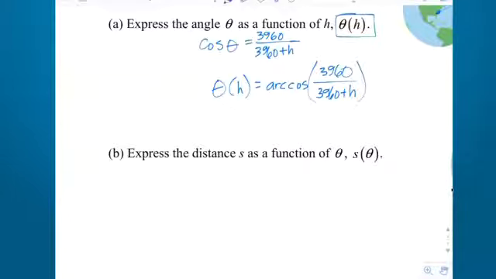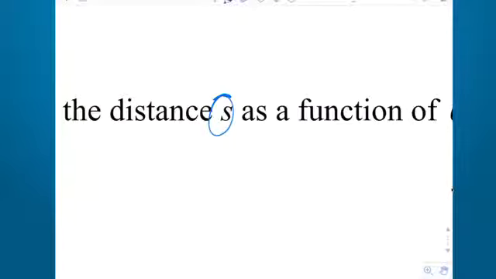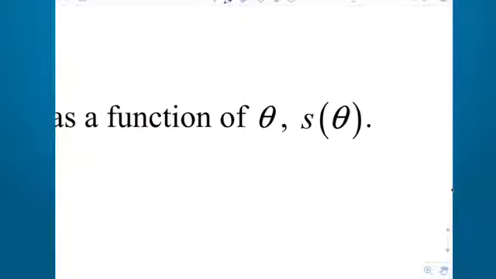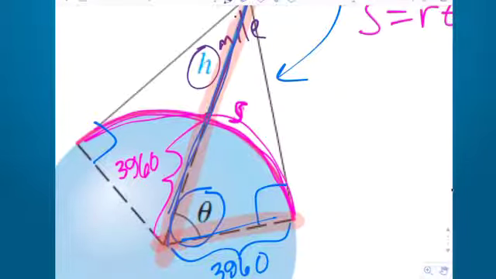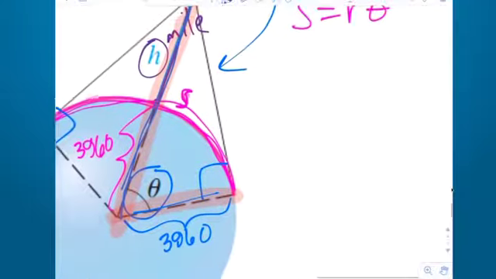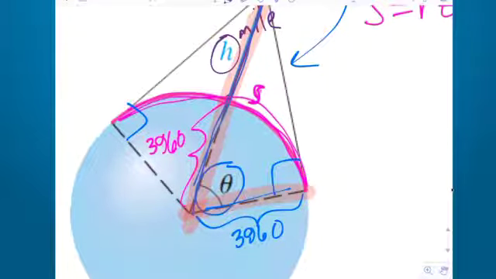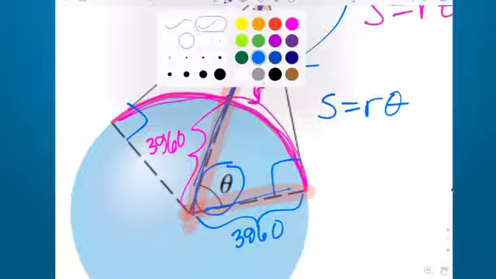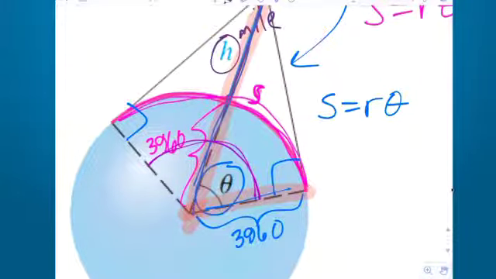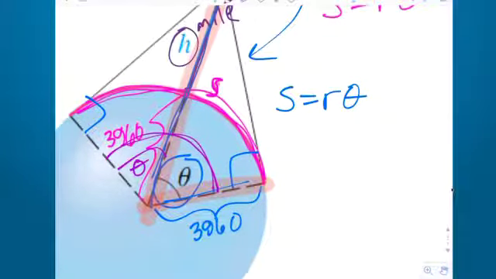Letter B, express the distance s, which is the arc length, as a function of theta. Now here you want to be a little bit careful, because s we're calling the entire arc that's shaded in pink, where theta is just the angle of one of those right triangles. So if s equals r theta, then what is my theta for the entire arc? Not theta, but 2 theta. I have a theta on each side, and they're the same theta because the 2 right triangles are congruent.